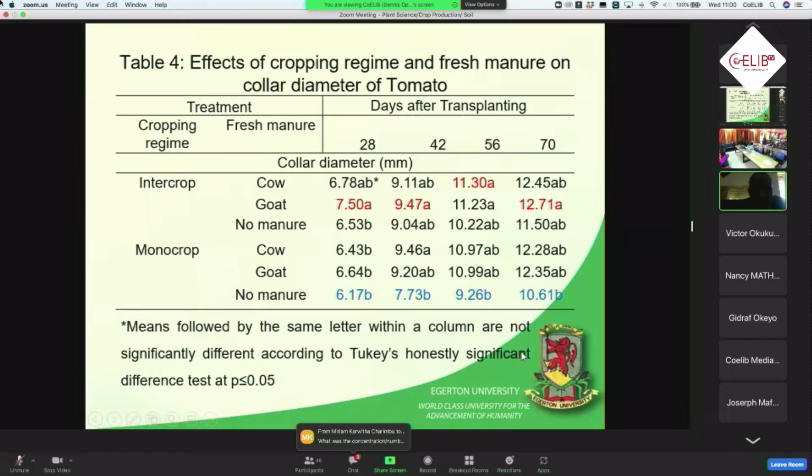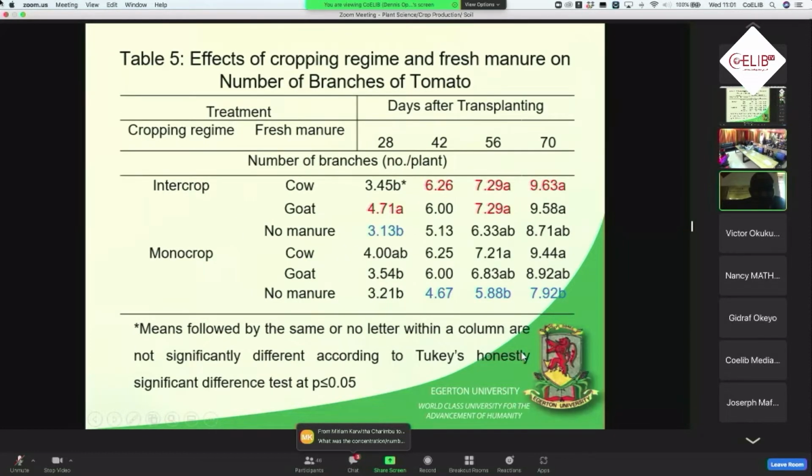On the number of branches, we find that where we had the two factors system, the number of branches was higher, and the number of branches is a yield component, whereby if you have more branches, it means that the bearing surface for the fruits will be more.